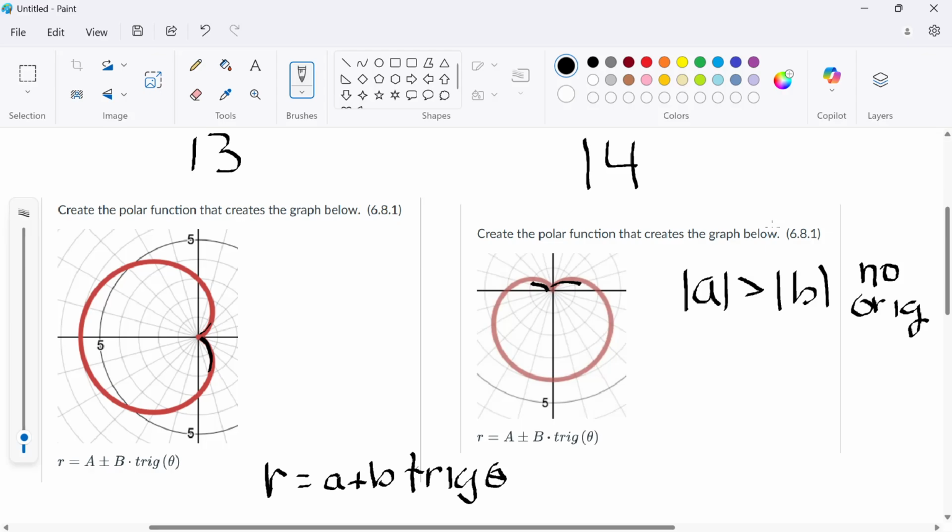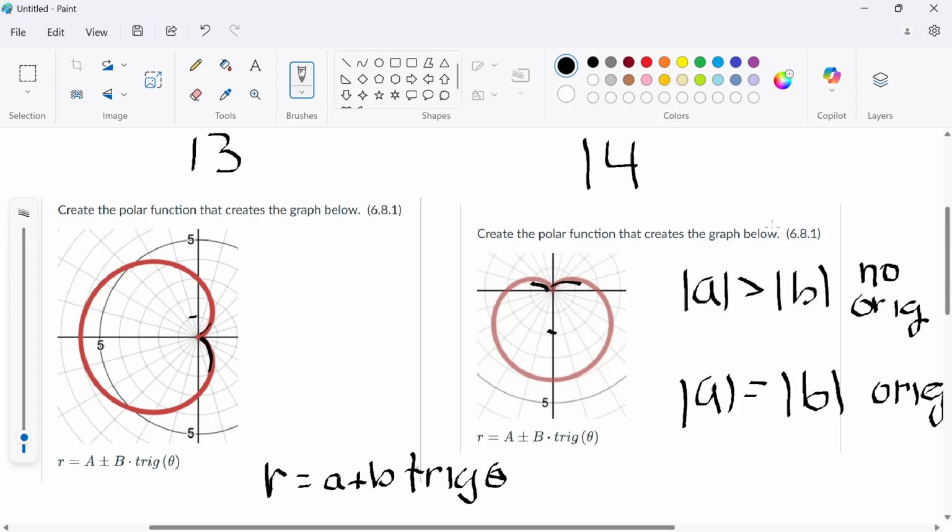The only chance for it to touch the origin is, for it to have a dimple rather, absolute value of A equals absolute value of B, and in that case it touches the origin. So A equals B, absolute value of A equals absolute value of B, it touches the origin. So both of these are equal.